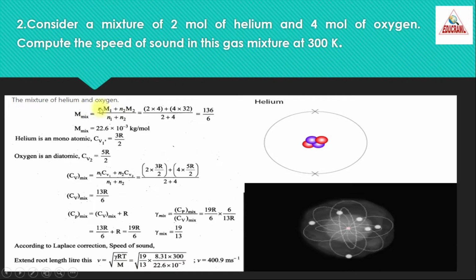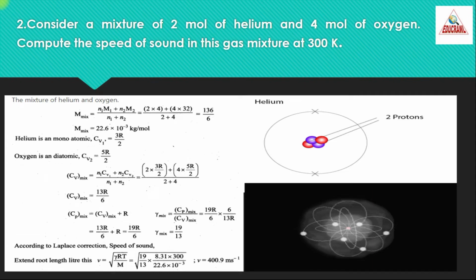So first, for the mixture of helium and oxygen, the molar mass formula is N1M1 plus N2M2 divided by N1 plus N2, where N1 is the number of moles, which is given as 2 for helium, and M1 is the molecular mass, which is 4 for helium. So substituting that value we get 2 into 4 plus N2 and M2, this is for oxygen. For oxygen, N2 is the number of moles, which is 4, that is given in the data. M2, the molar mass of oxygen, is 32.